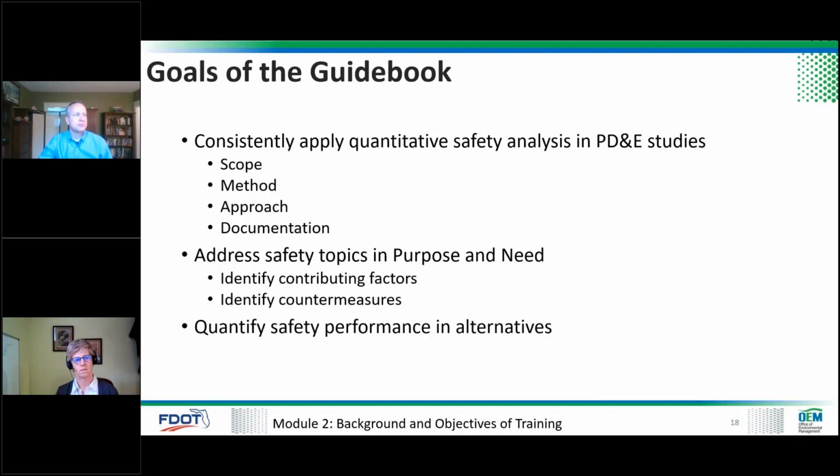So more specifically, the goal of the guidebook is to present an approach for defining the scope of quantitative safety analysis in PD&E studies, facilitating a consistent application, analysis, and documentation of the quantitative safety analysis. And for purpose and need, the book outlines a method for identifying crash contributing factors and countermeasures. And finally, for quantifying safety performance and alternative analysis, the guidebook provides consistent methods for estimating safety performance using either crash modification factors or the Highway Safety Manual. And next slide, please.